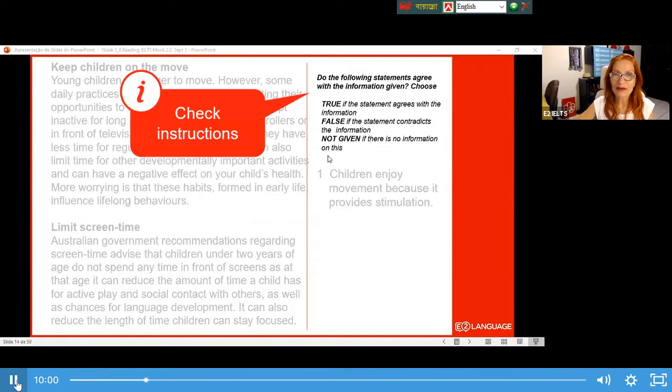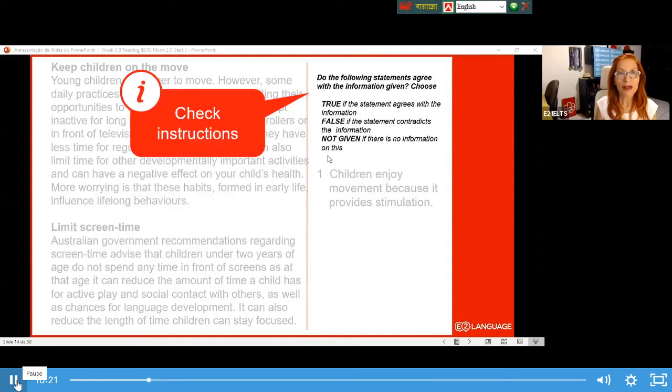But before that, for you to choose true, you need to have information in the text that agrees with the information in the option. What does that mean? You have to kind of like confirm. You have to be able to confirm that the option and the information in the text are the same.